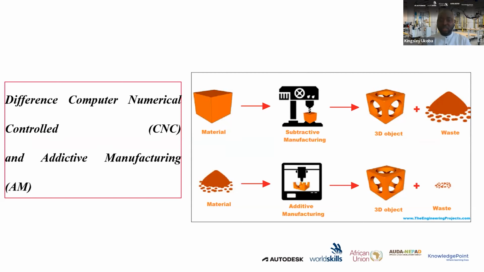For 3D printing, you really don't need much of the bulk material. You basically just need the filament or the resin to be able to create what you want. But for your CNC, probably you have a rod that you're trying to reduce to maybe form a shaft or whatever object you want. So it involves basically subtraction, while 3D printing is an addition process.